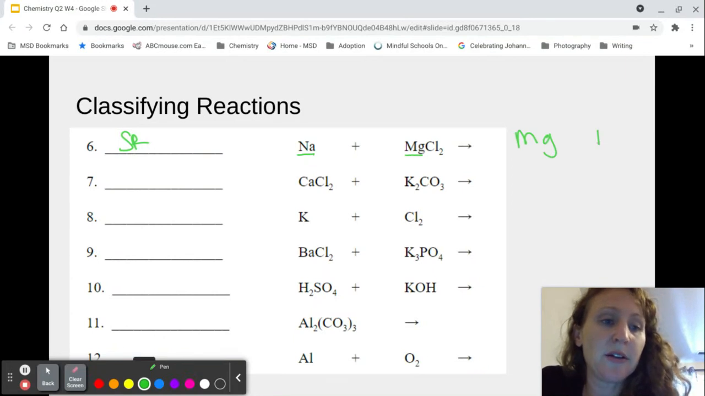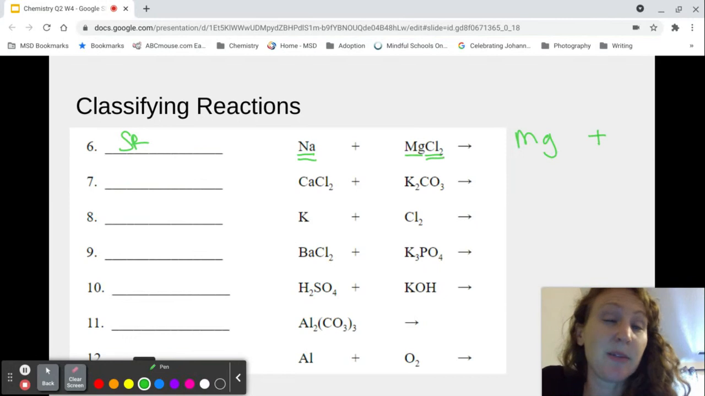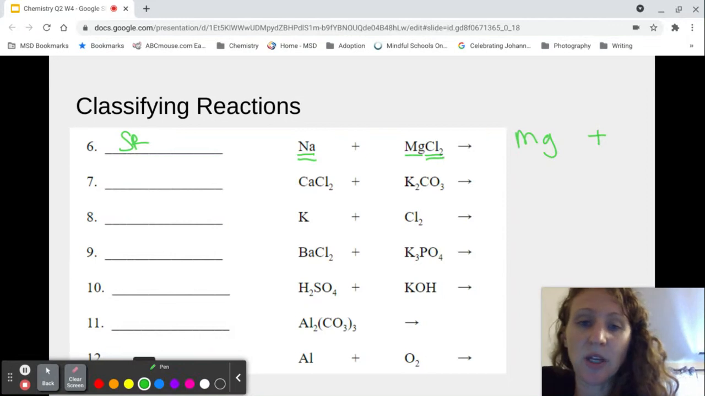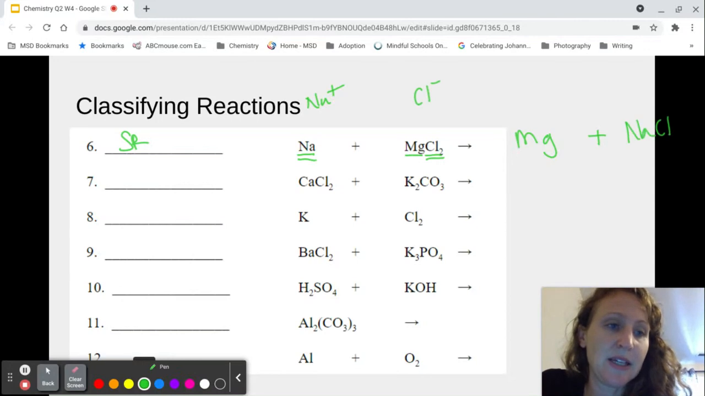My new ionic compound that I'm going to get out is going to form from sodium and chlorine. Now it is going to be an ionic compound, so I have to consider charges before I balance the formula of the compound. Sodium is going to be Na+, chlorine is Cl-. I just need one of each, so my new compound is NaCl.